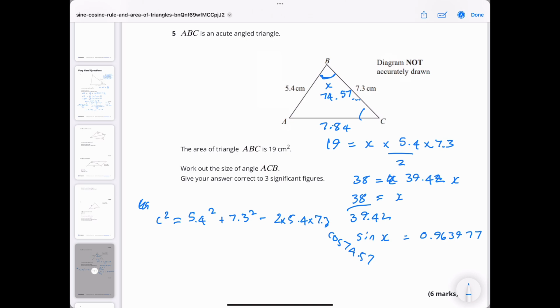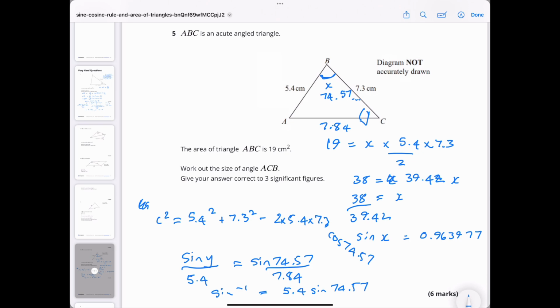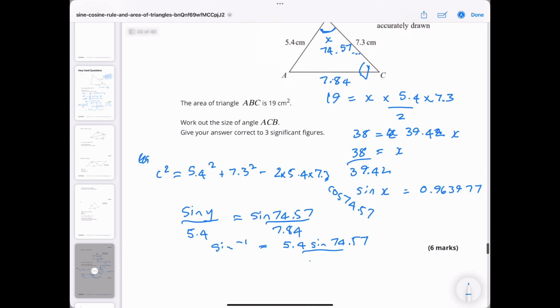Then you've got to use the sine rule, as we're trying to find this angle here. So we say that sine of y over 5.4 equals sine of 74.57 over 7.84. So we do inverse sine of 5.4 sine 74.57 divided by 7.84. There's a lot of 7s in this.